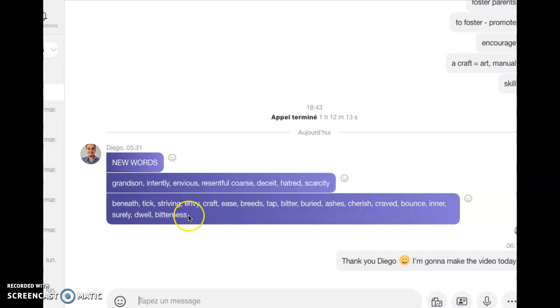Bitterness. Well, bitterness is related to bitter, to be bitter. So anyway, the thing is also to know what is an adjective, a noun, etc. And bitterness can also be the noun. So it's like to be resentful. That's resentment. And that's it.